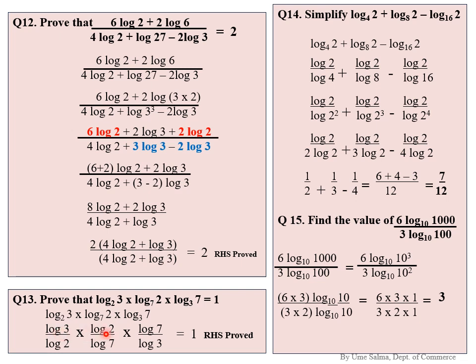As you can see, it's very simple to understand. Because you have multiplication operation in between, you can easily cancel log 2 and log 2, log 3 in the numerator and log 3 in the denominator, log 7 in the denominator and this log 7 in the numerator. So the only thing that remains is 1, which was given as your RHS. Hence this problem is proved.